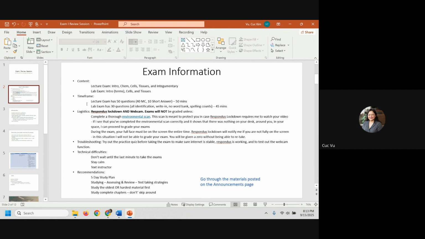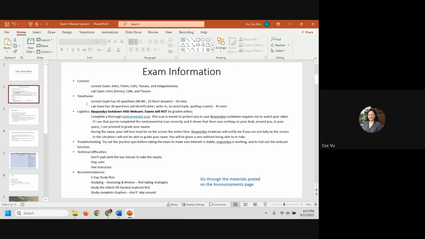What you may or may not have been using is the webcam. The exams will not be graded, so in other words you will have a 0 on it unless you complete a thorough environmental scan. The environmental scan is more for your protection than anything else. I only watch it if Respondus Lockdown flags you for possible academic dishonesty, and the very first thing I do then is look at your environmental scan.